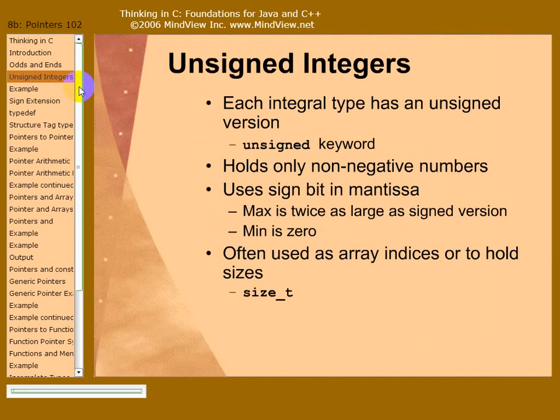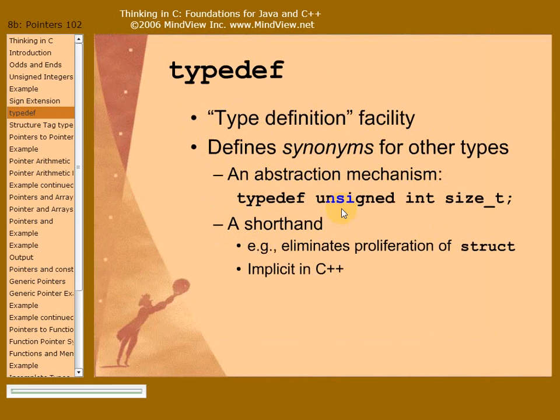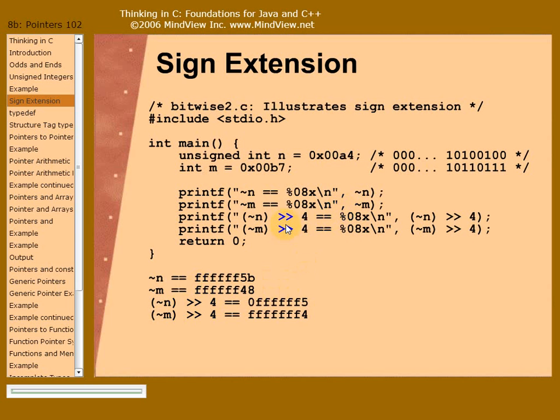Unsigned. We quickly talk about what size_t and the unsigned keyword are, and it goes over that. Sign extension. This is important. The first bit stores the sign, whether it's plus or minus. So that's kind of important here. Take a look at this.